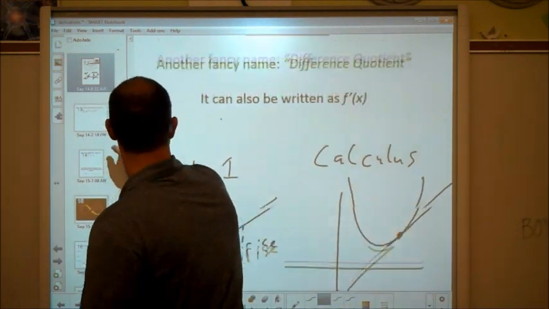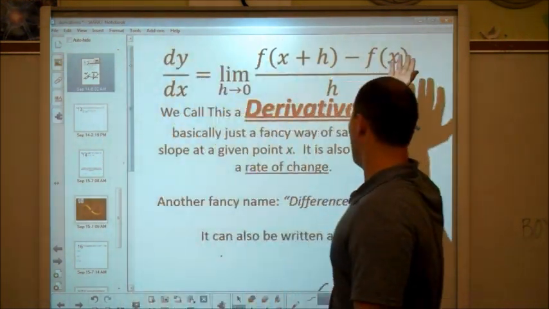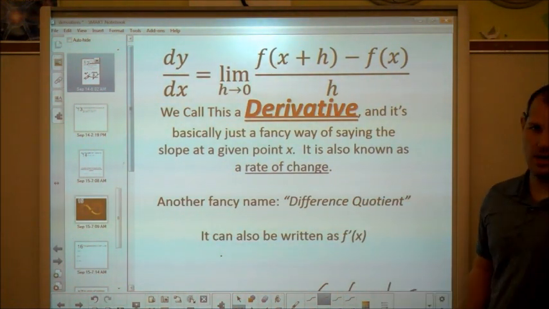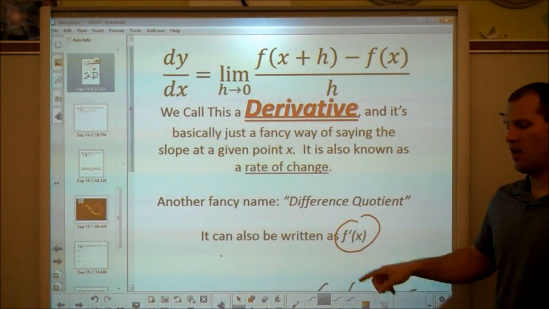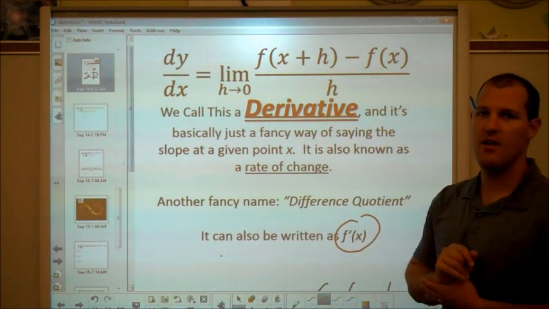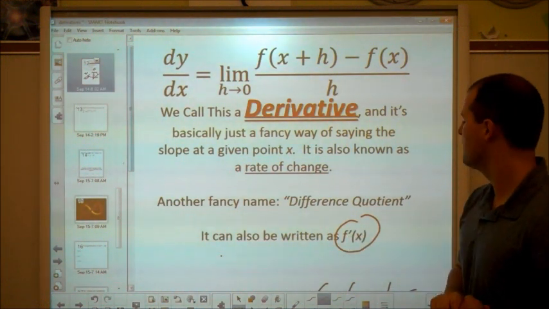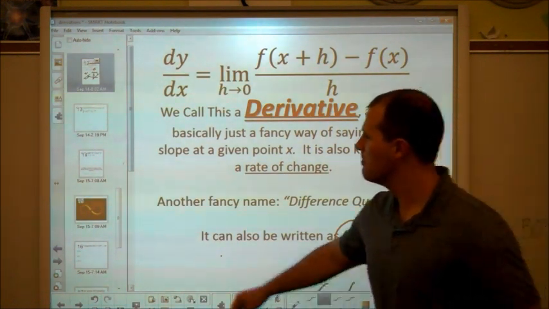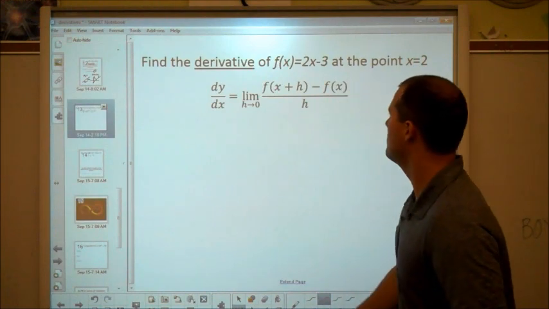So for your notes, you're going to want to make sure you have this down. The technical name of it is the difference quotient. And it's also written down here as f with a little apostrophe. The way we say that is f prime. Okay, let's look at how to use it. Okay, we'll do our first example here.